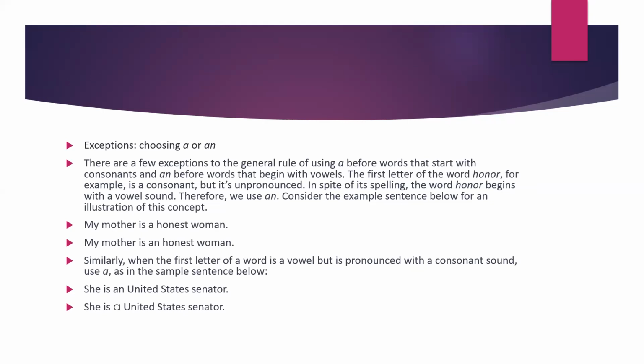Similarly, when the first letter of a word is a vowel but it's pronounced with a consonant sound, then we have to use a. "She is an United States Senator" is not correct. Though U is a vowel, it's not correct. She is a United States Senator.